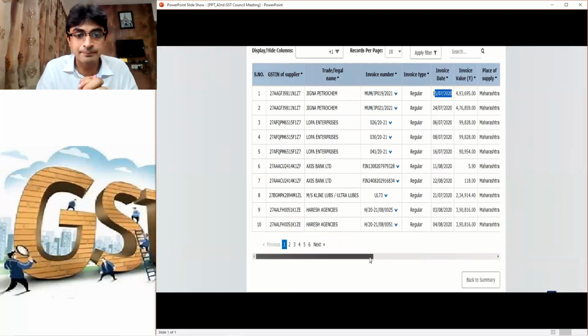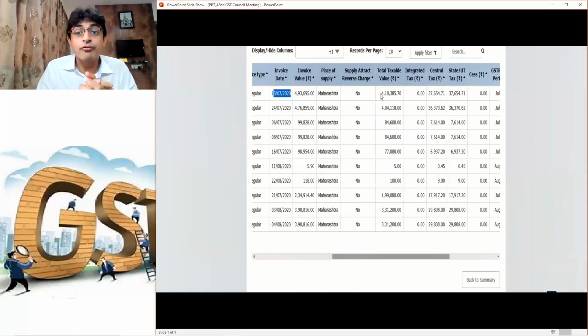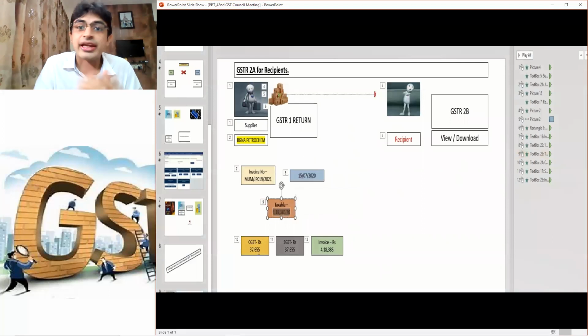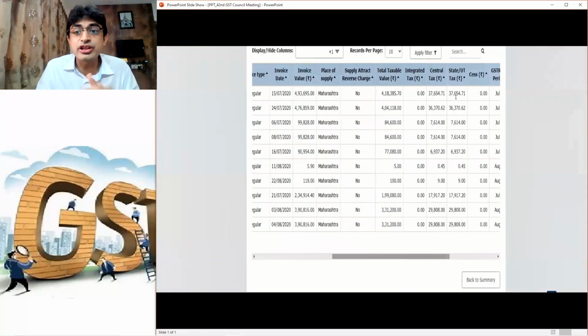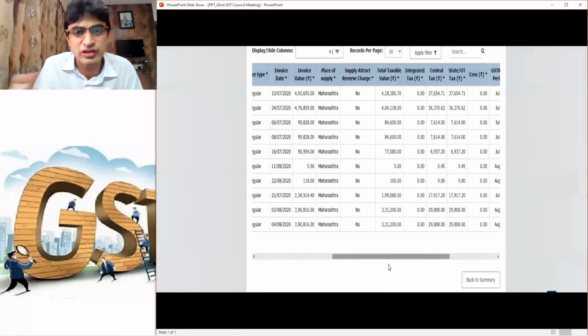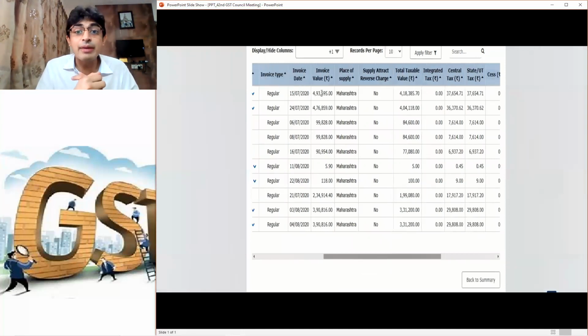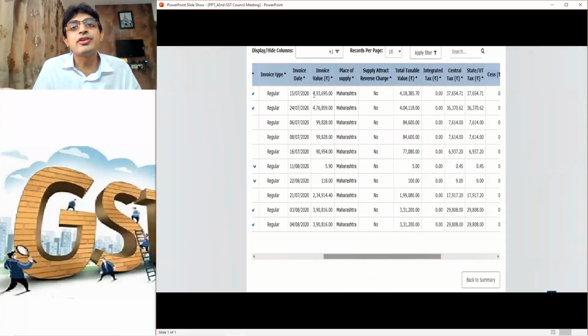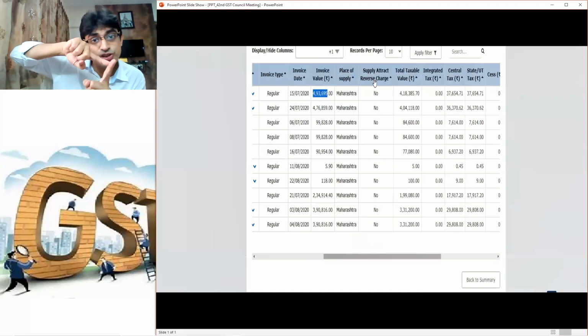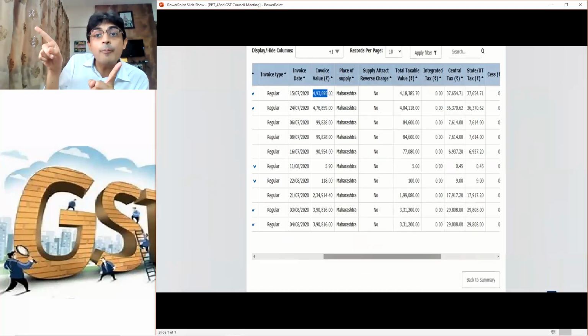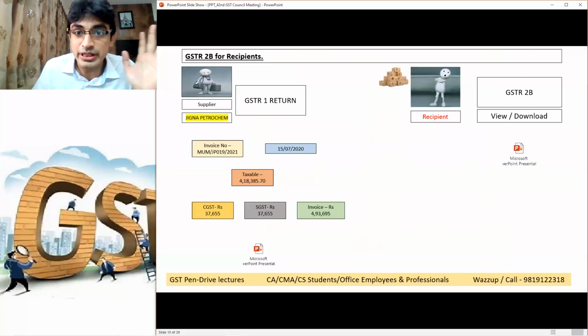That is also matching. Net amount was how much? 4,18,000. Is that matching? Yes, that is also matching. GST is 37,654. Yes, that is all. Some point difference is allowed. And total amount is 4,93,000. That is also matching. So these details through GSTR1 got auto-populated in recipient's 2B.